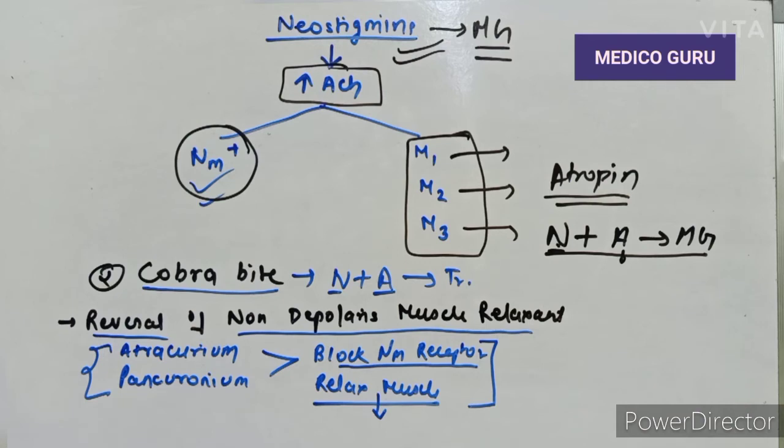If we block the NM receptor, the muscle will relax. So there is a muscle relaxant, and we can use atracurium and pancuronium for relaxation of muscle. By this drug we can relax the muscle. So we use muscle relaxants during the surgery or before the surgery.